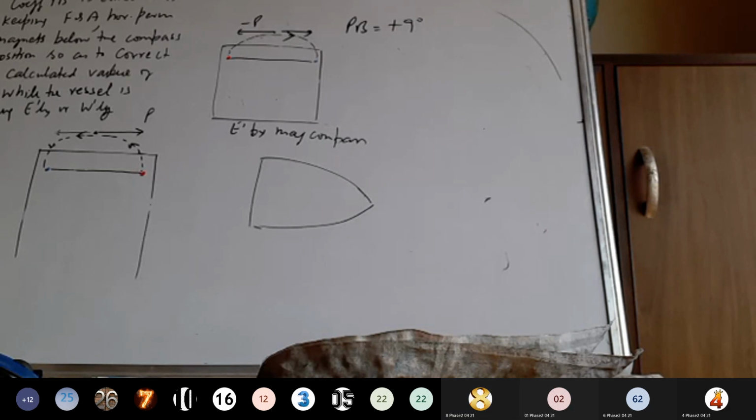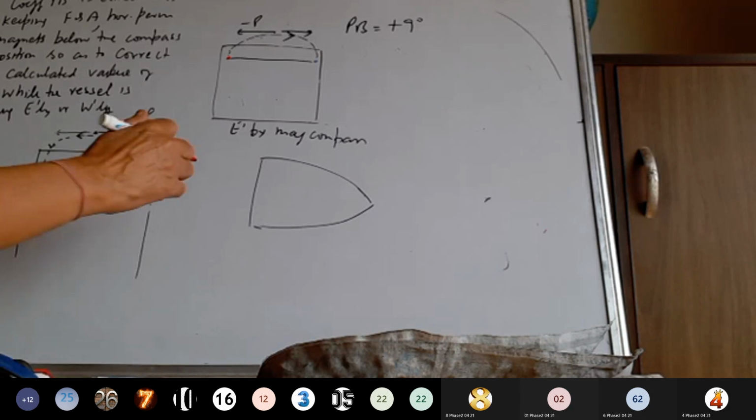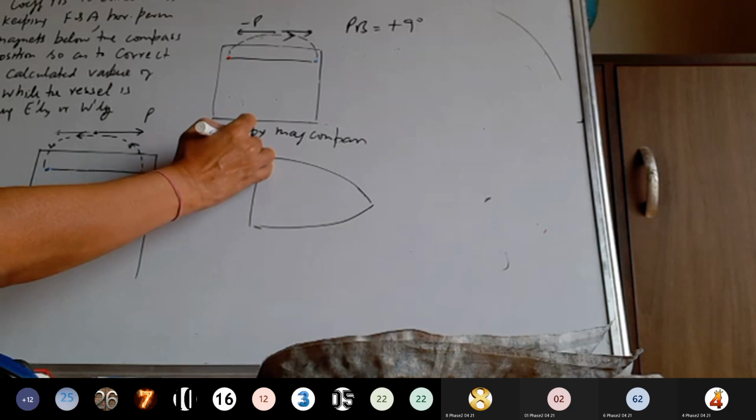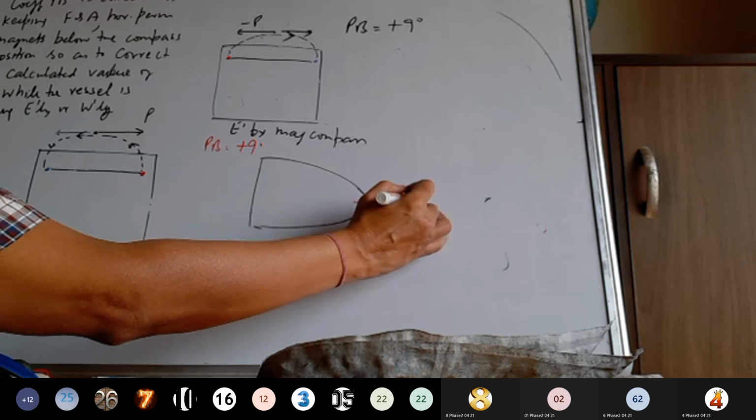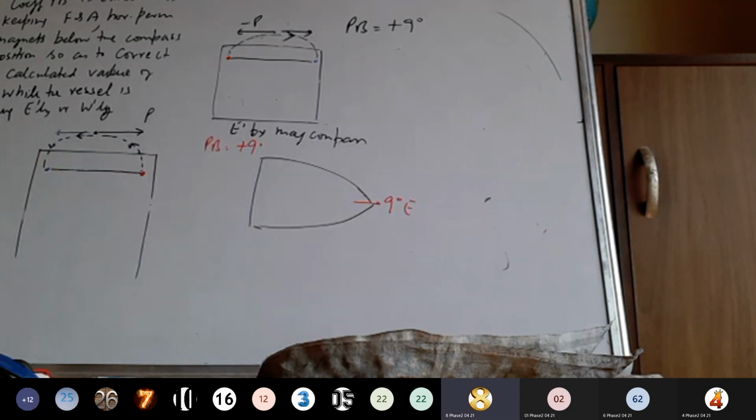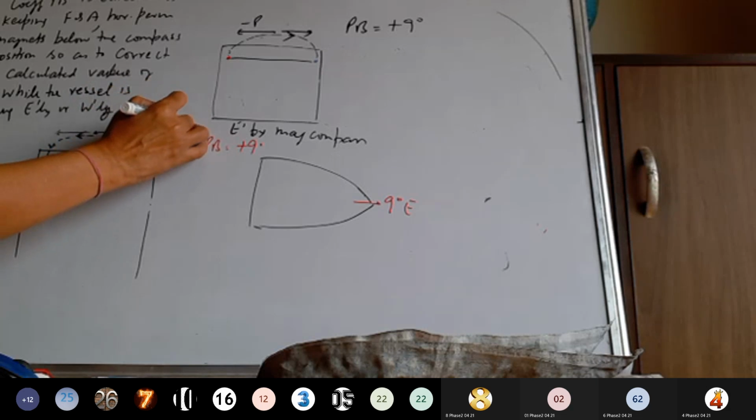After that, this vessel is having coefficient P equal to plus 9. Okay. So on an easterly heading, this P equal to plus 9, how much deviation is it causing? Because the vessel is having P equal to plus 9. So on an easterly heading, how much deviation is this causing? 9 degrees east, correct? Yes, sir. So this coefficient P, how much deviation is it causing? 9 degrees east.